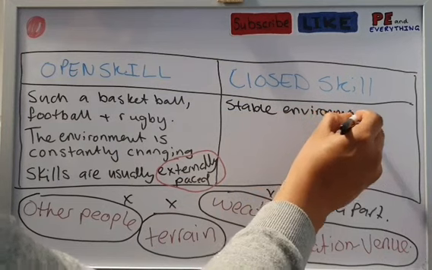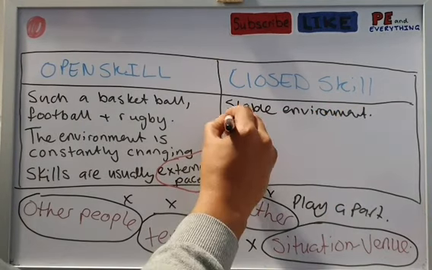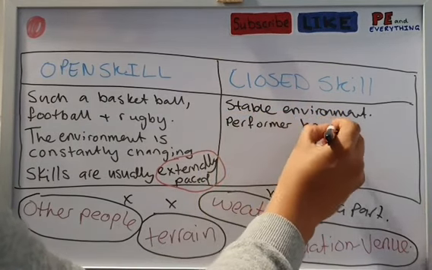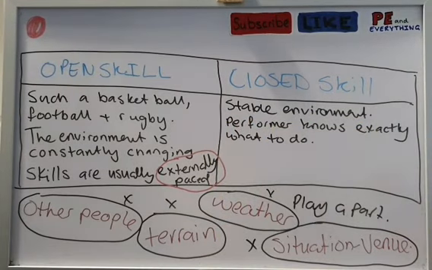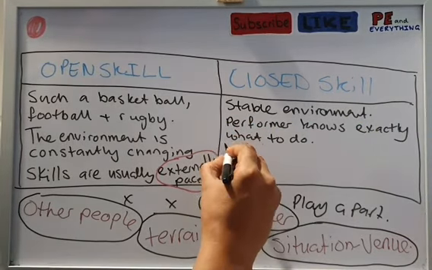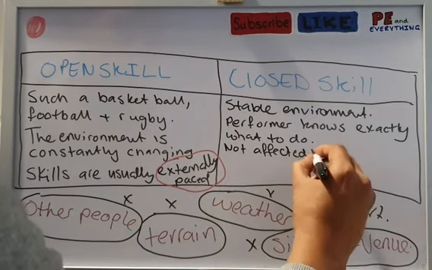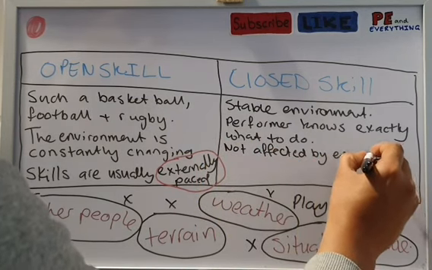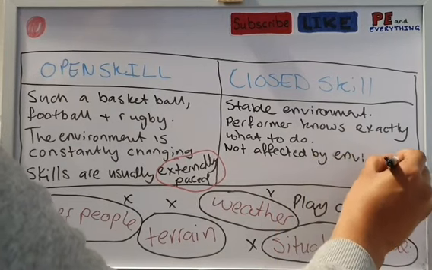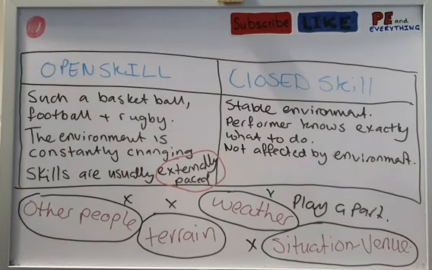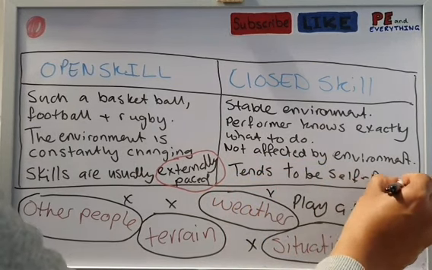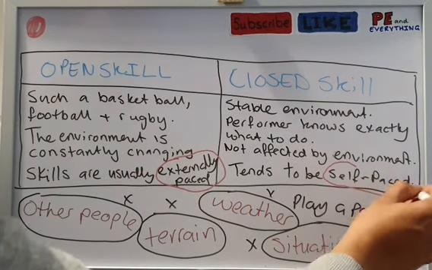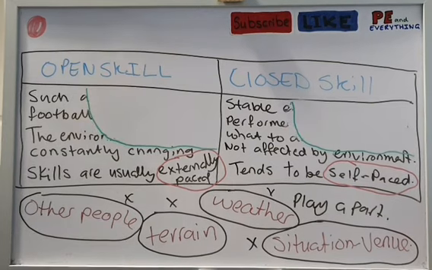Closed skills, on the other hand, occur in a more stable environment. The performer knows exactly what to do in that environment because these factors don't really play a part. As I put here, it's not affected by the environment. And these tend to be more self-paced skills. I'm going to go into a bit more detail about that.